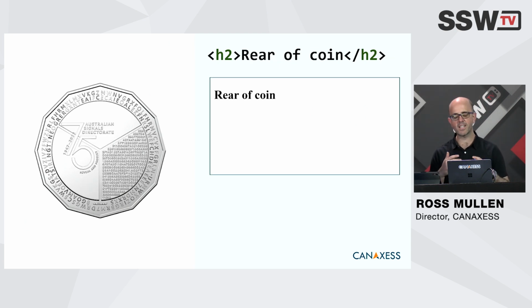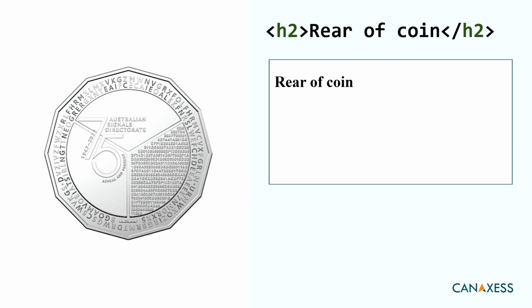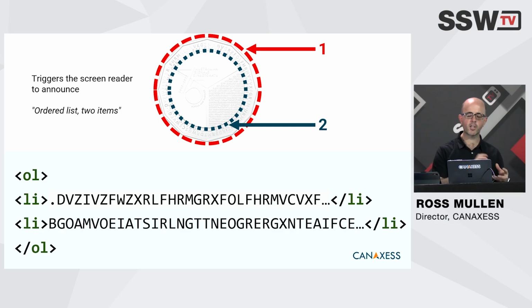By using headings, the information on both sides of the coin is separated, allowing a screen reader user to understand each group. Heading level 2 rear of coin. On the rear of the coin are two rings, an inner ring and an outer ring. To describe the number of rings without marking up in the text, we'll use the unordered list element. This element provides additional metadata without us having to do anything.